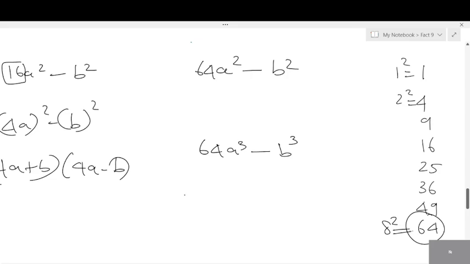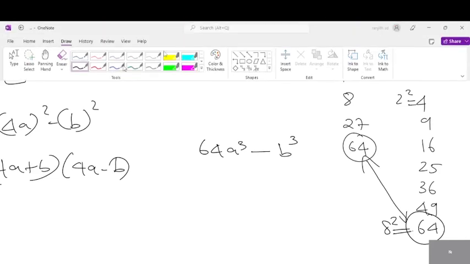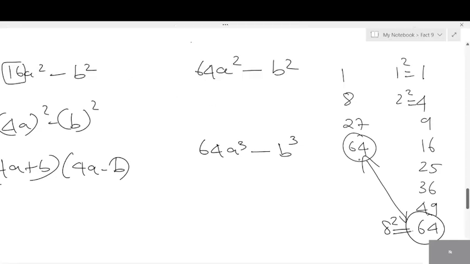Tell me for cube, students. What are the values for cube? 1 cube is 1. 2 cube is 8. 3 cube is 27. 4 cube is 64. Can you see 64 is present twice? So there's only one value which is repeated for square and cube. That is 64. You should know how to make use of this 64. When it comes to cube, what is 64, students? 4 cube is equal to 64. When it comes to square, 8 square is equal to 64.